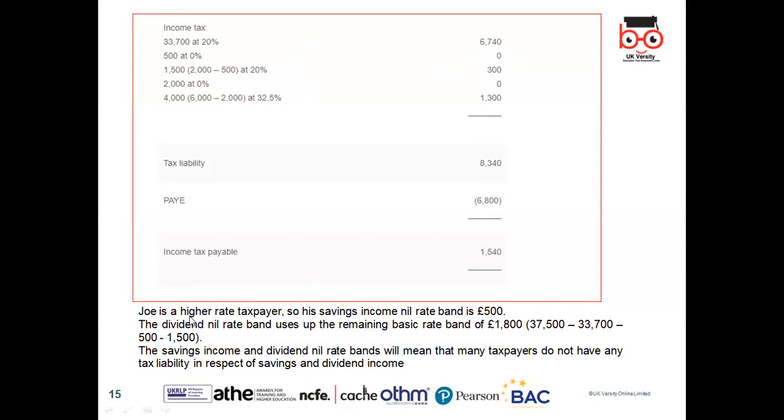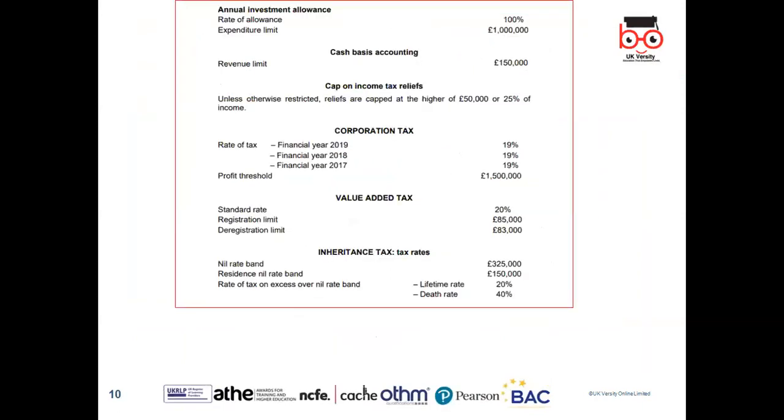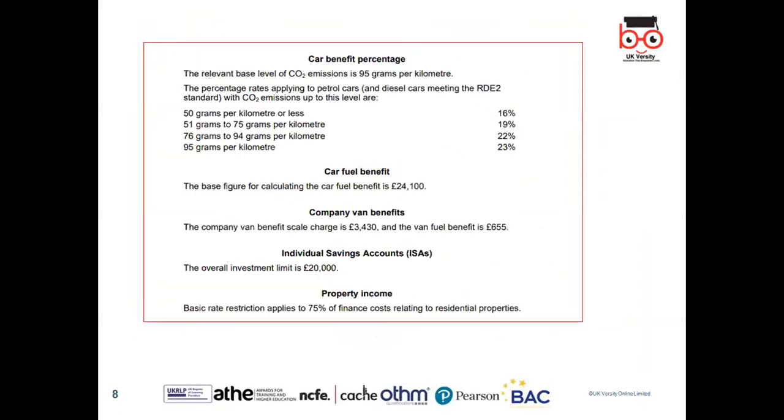Joe is the higher-rate taxpayer. In the savings income, the nil band is 500, and the dividend is a nil rate. So the basic rate band, which is 37,500, is the base. So 33,700, and we look at the savings income and overall what the tax liability is, and how much has been paid. So if I take you back to the rates, that will help us to look around.